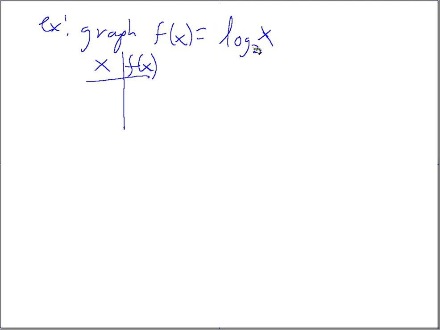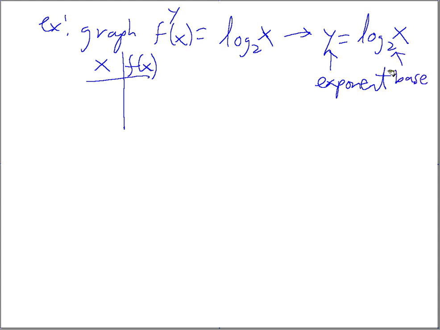A better way to generate this table is to write it in terms of an exponential. The function values are my y, so I can rewrite this as y equal to log base 2 of x. I'm replacing the f of x with y, which are the function values, or the y coordinates. Now let's convert this to an exponential. How do we do that? Remember, logs are exponents, so y is the exponent, and we're going to take the base. This is the base right here.